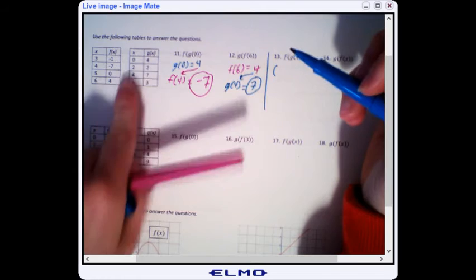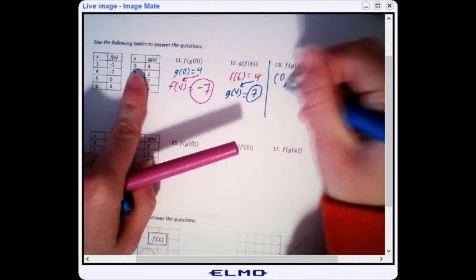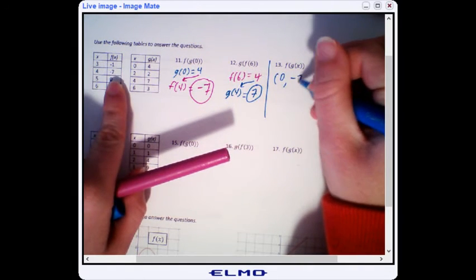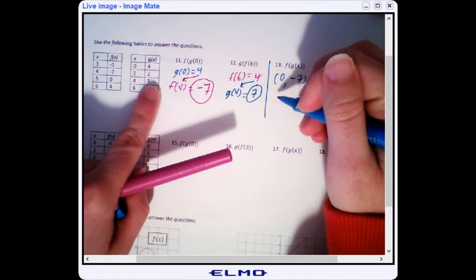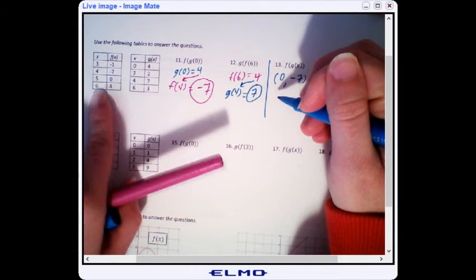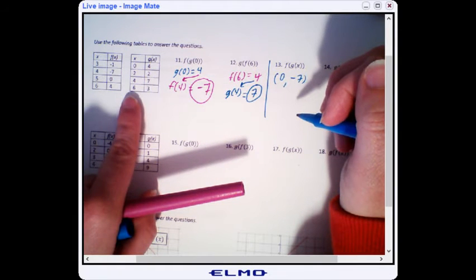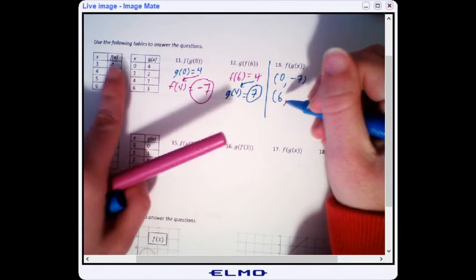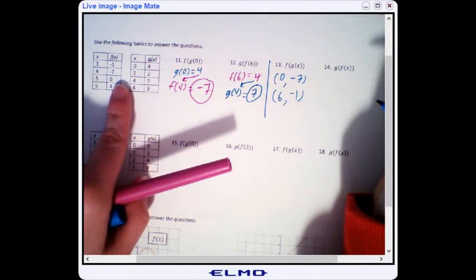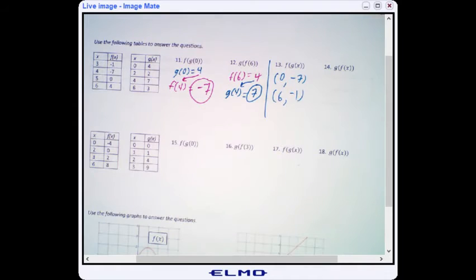So 0 goes to 4, 4 goes to -7. So I have 0, -7. And then 2 goes to 2, but I don't have a 2 over here, so that's not one. 4 goes to 7, I don't have a 7. 6 goes to 3, and then 3 goes to -1. So I'm just seeing which ones have a match.